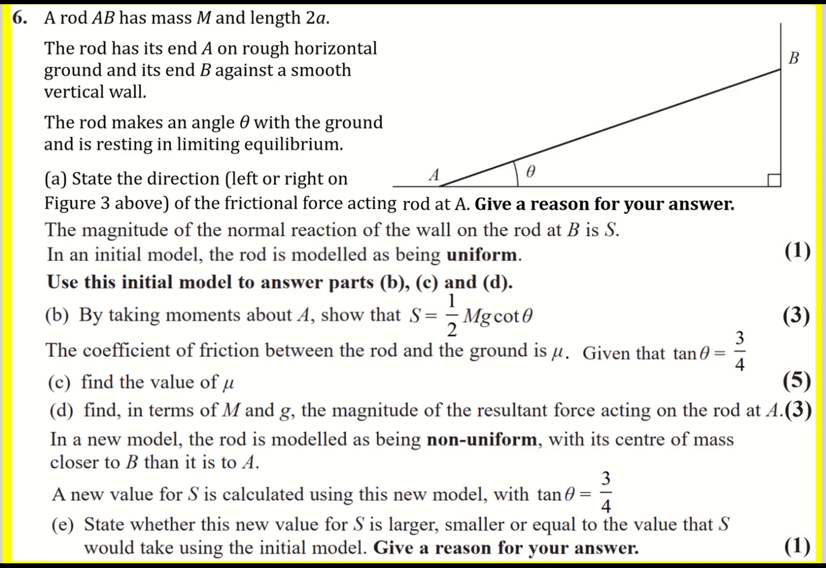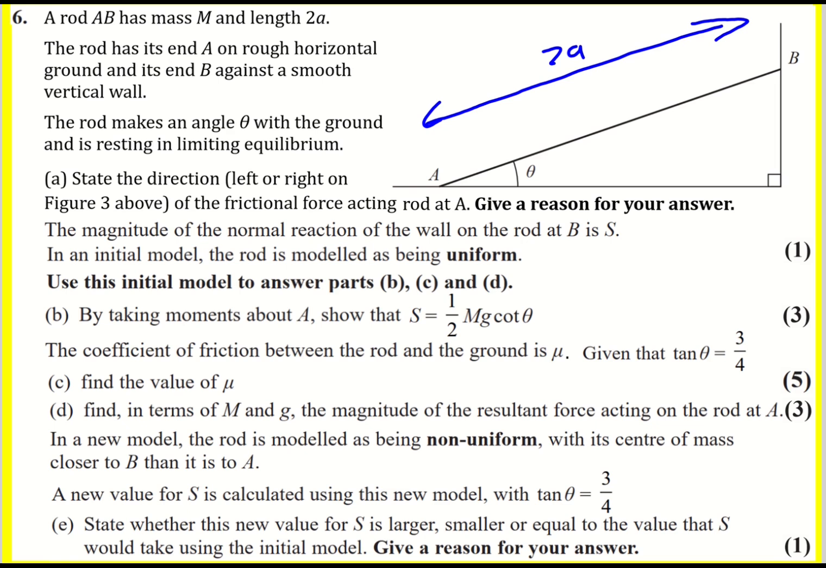A rod AB has mass m and length 2a. I'll just get the 2a labeled on the diagram. It has its end on rough horizontal ground, that's A, and then against a smooth vertical wall. It makes an angle theta with the ground and is resting in limiting equilibrium.